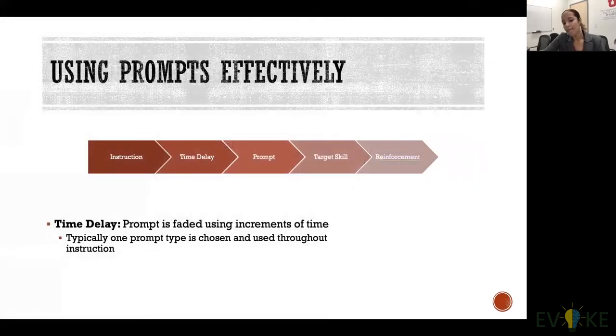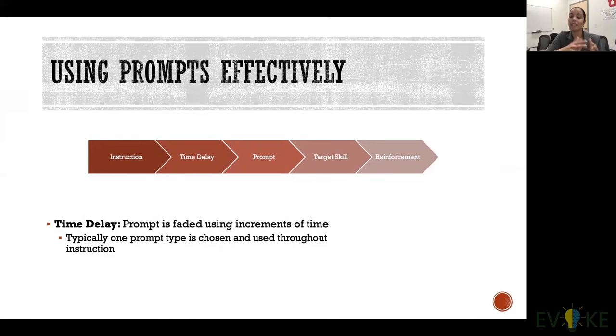We also have time delay. So time delay is where the prompt is faded using increments of time. You provide the instruction, and initially there's a 0 delay with the prompt. And so you can provide the instruction together with the prompt. It might be something like, what color? Red. At that point, you've immediately provided the prompt for the child to know what the color is in that case.